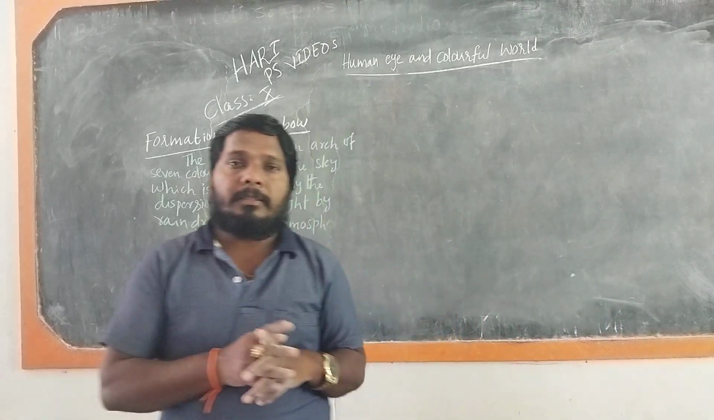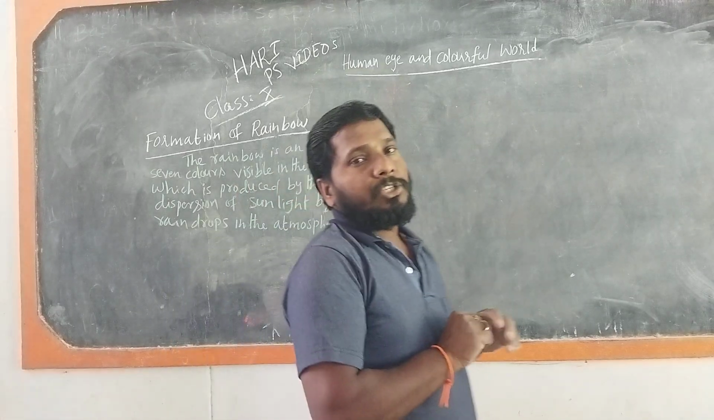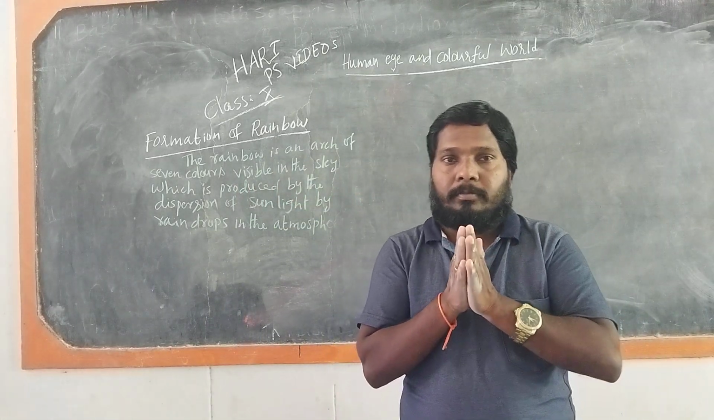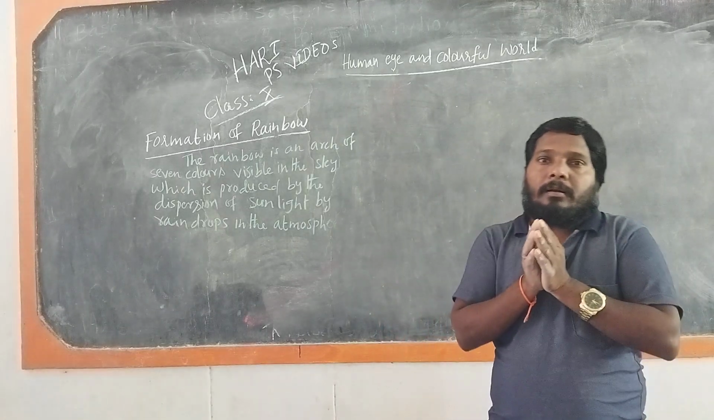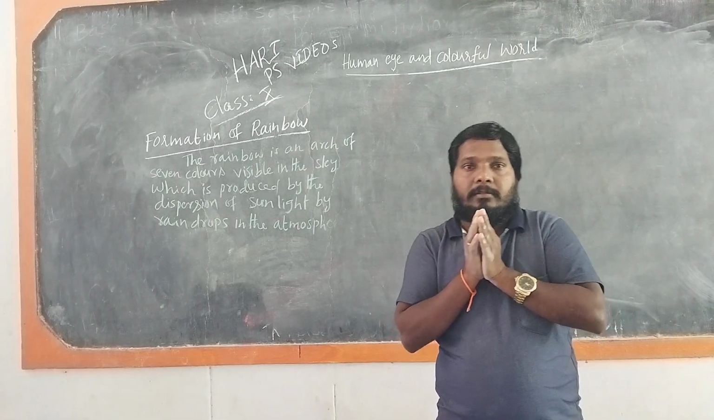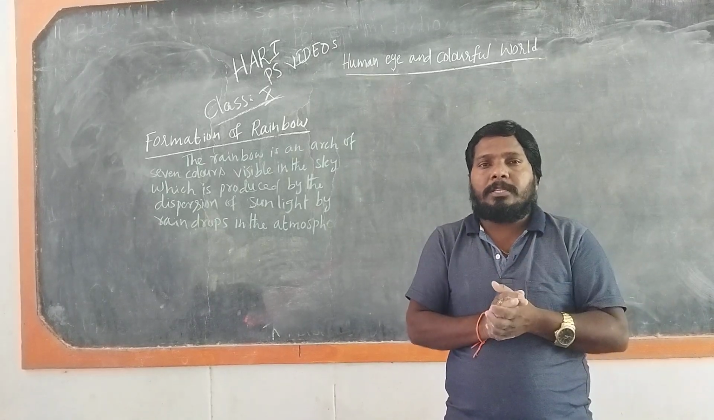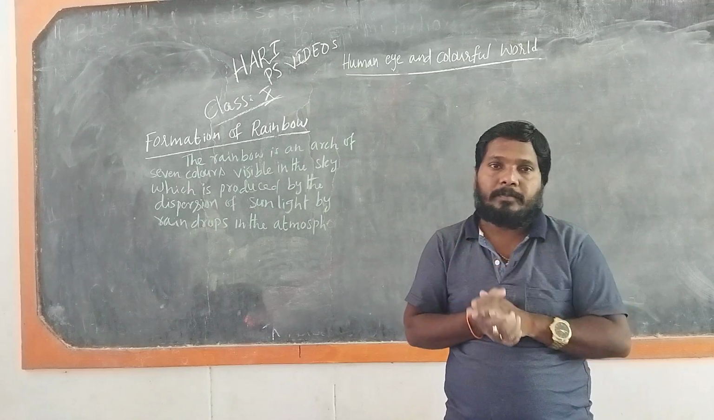Let's understand the formation of rainbow. Rainbow is the natural spectrum formed by the sunlight. When the sunlight passes through the raindrops in the atmosphere, the rainbow is formed, which is the example for natural dispersion of light.